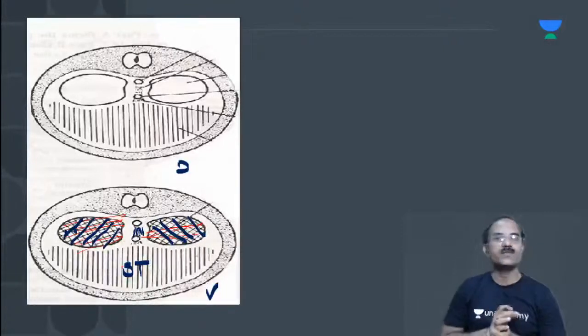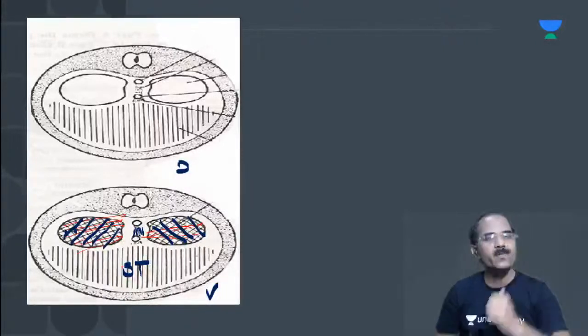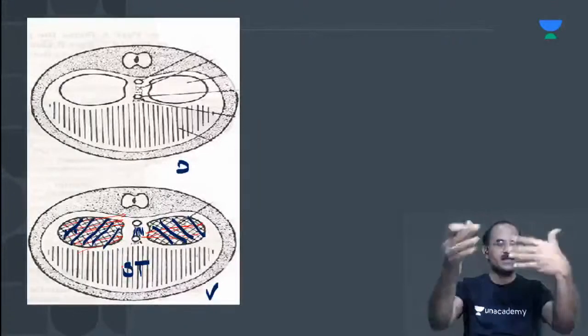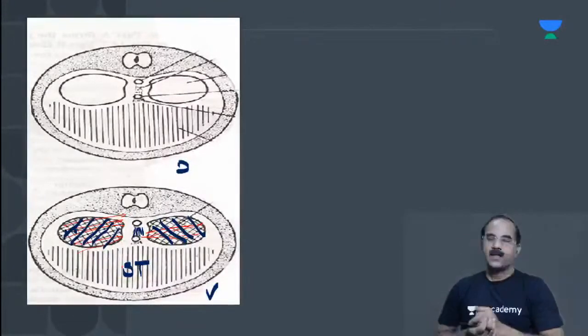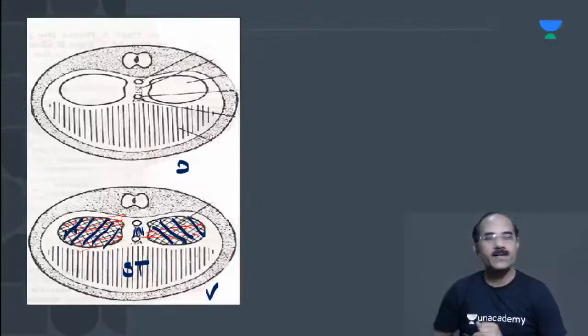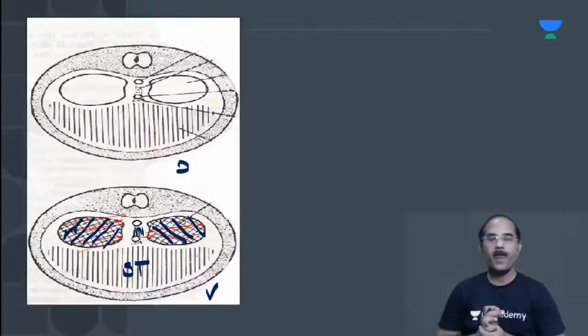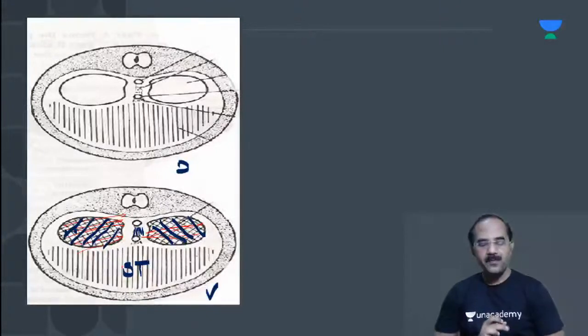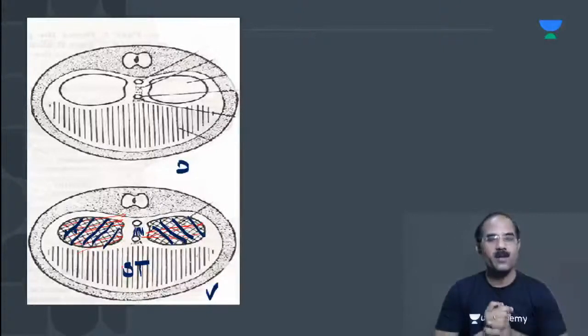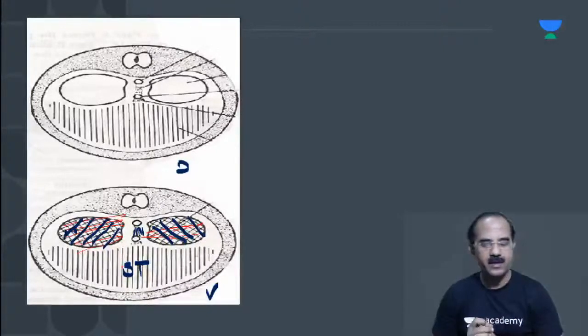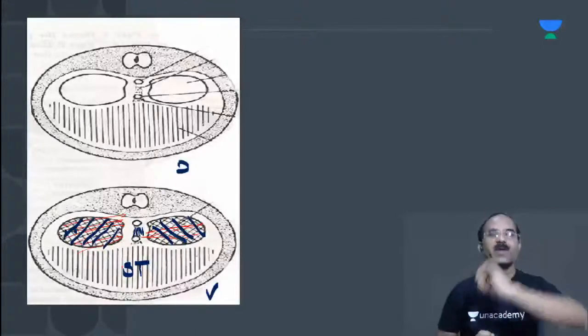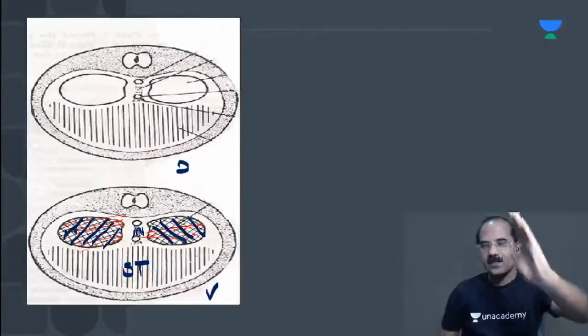That's phrenic nerve. And if you can just tell me, what is the root value of phrenic nerve? Come on, fast. The phrenic nerve comes to supply the diaphragm. I'll just tell you. C3, C4, C5. Very good. The root value of phrenic nerve is C3, C4, C5.